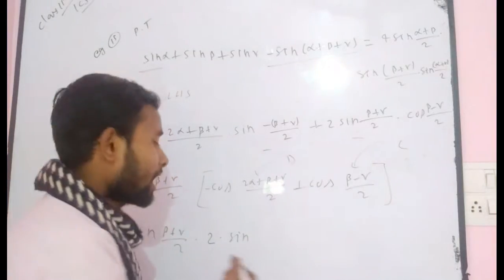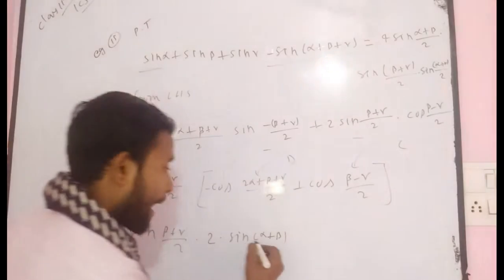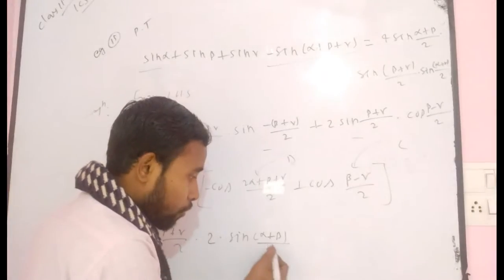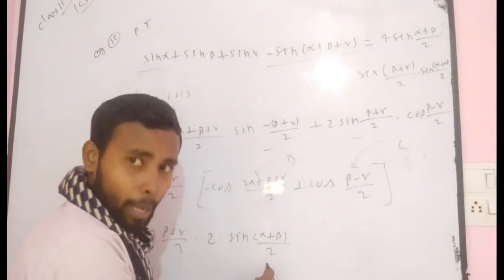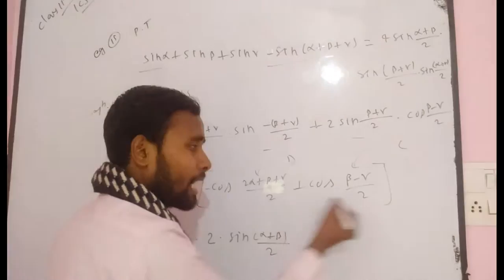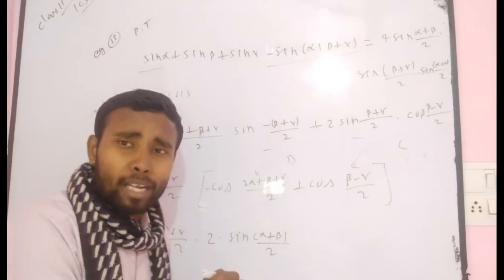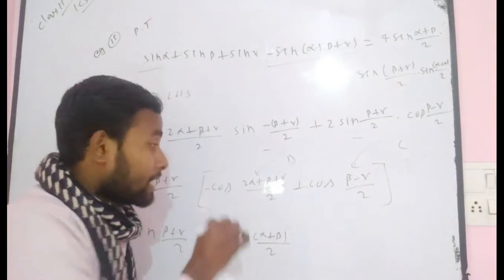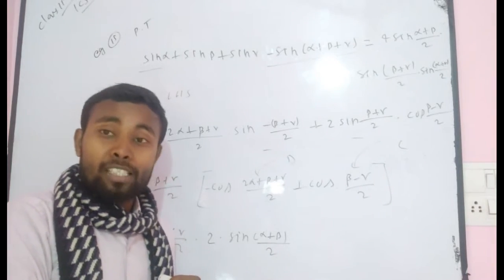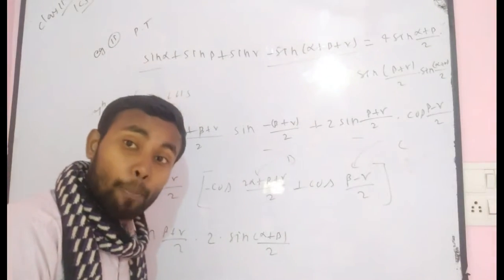Then 2 cancels, plus beta by 2. From where does this 2 come? By the formula, because 2 alpha plus 2 beta by 2, you get alpha plus beta, and 2 cancels. But finally the formula is: cos c minus cos d is equal to 2 sin c plus d by 2.